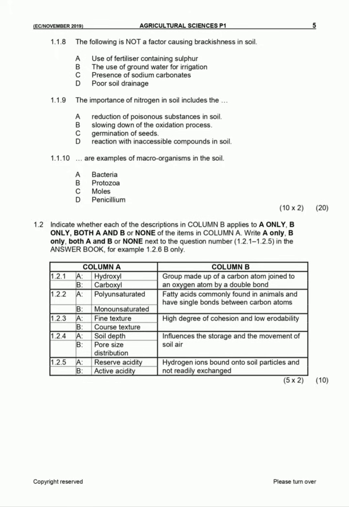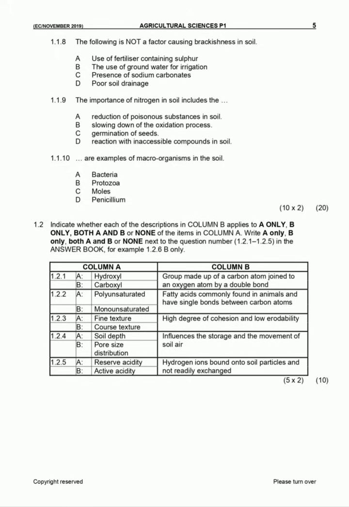The group made up of a carbon atom joined to an oxygen atom by a double bond. Guys, I have a video on this. What is that group? A group made up of a carbon atom joined to an oxygen atom by a double bond. So that is a carboxyl group. So what you're going to do here is write B only, right? That's the only thing. You're not going to write carboxyl. B only, because it only applies to B.